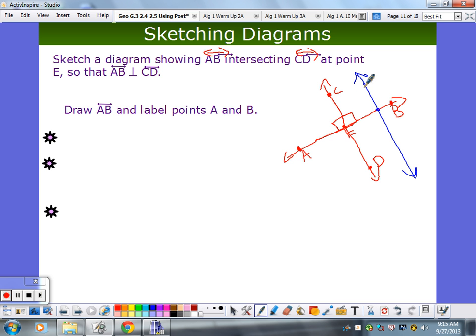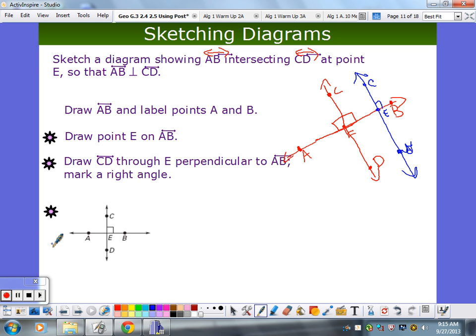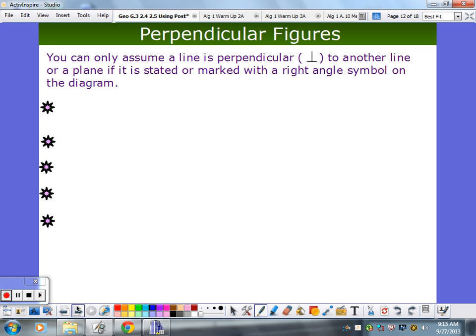What if this was another drawing of it? Let's see. Is that the same? Is that good enough? What do you think? It's fine. How come? Because it still has the right angle marker. They're both equally correct. This is the example our book does, which is a lot like the one you did. But if you had drawn it over here, you're still correct. We're doing everything we know based on that. Okay, good. All right, let's look at perpendicular figures.